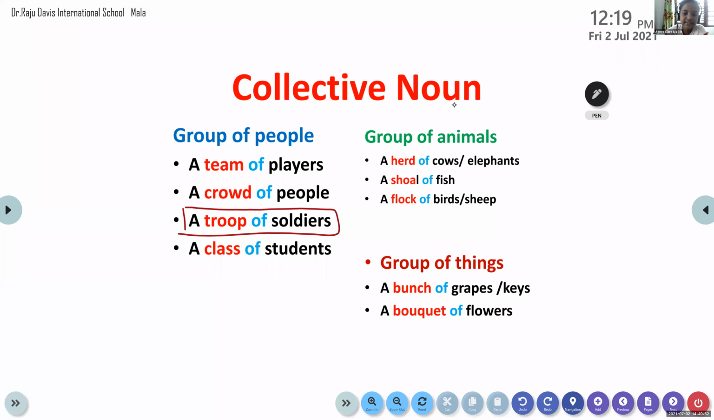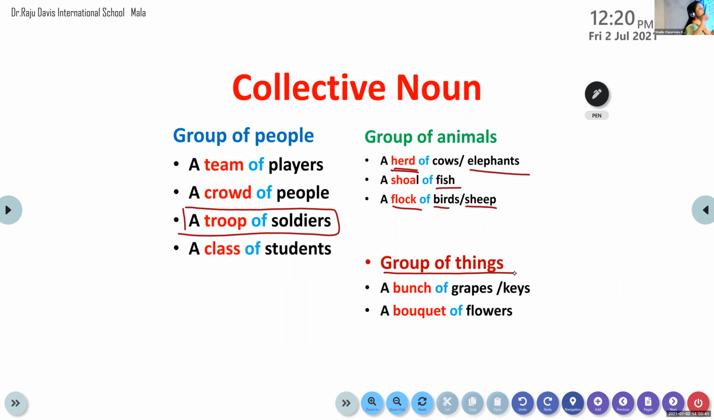I showed you the slide of herd of elephants. Now, children, for a group of cows, the collective noun used is also herd of cows. The same collective noun is used for both cows and elephants. So it is herd of cows and herd of elephants. We have to learn it by heart. And for fish, it is shoal of fish. For birds as well as for sheep, we use the same collective noun, a flock of birds and flock of sheep. Clear to all of you?